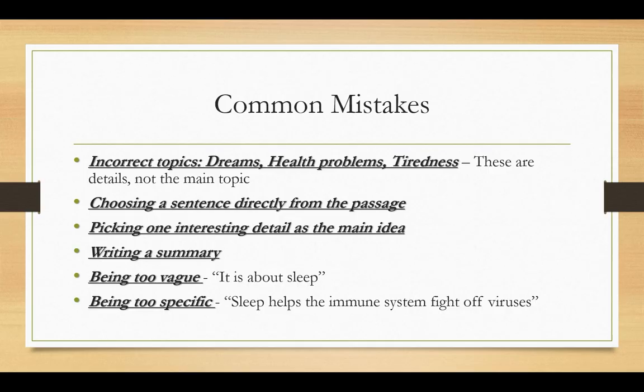But alright, other mistakes are picking one interesting detail as the main idea, writing a summary, being too vague about it, such as it's about sleep, too vague, and being too specific as well. Sleep helps the immune system fight off viruses. You could just write that it strengthens or that it prevents sickness. No need to specify it to viruses.